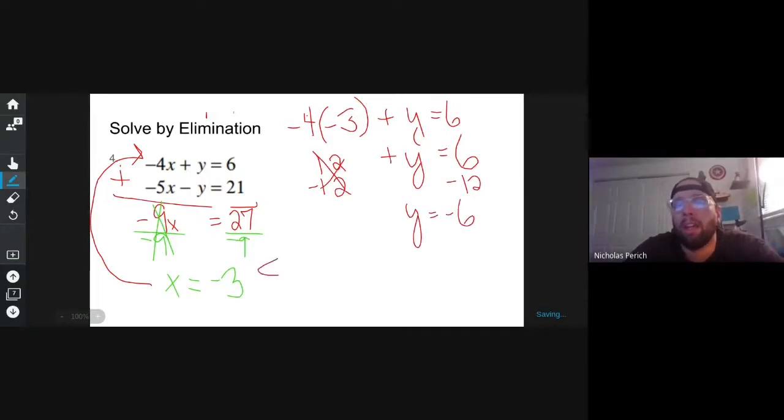So I found my negative 3, and I found my negative 6, and my final answer is going to be the point negative 3, negative 6.